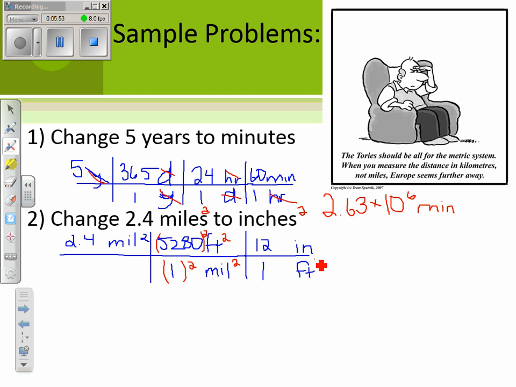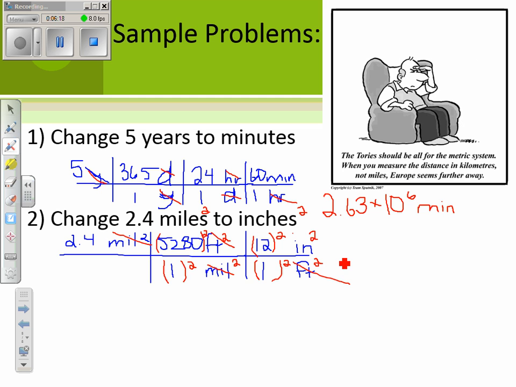Then, same thing here, squared feet, square the number, it's just squaring one though, so it's not going to change. But then if I'm going to square the inches, then again I'm going to have to square the 12 as well. So now, when I go through and cancel out, I'll be able to cancel miles squared, feet squared, and end up with inches squared.